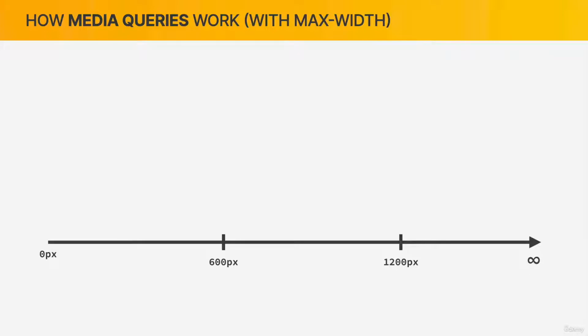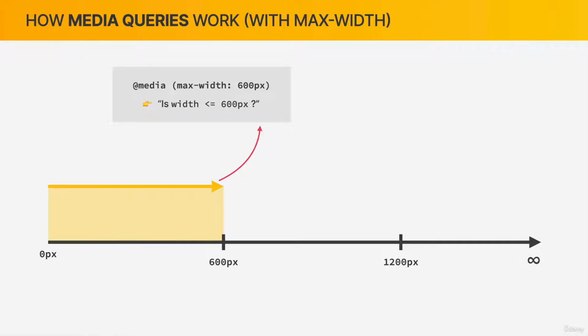So let's say that we wanted to apply a certain style for the range between 0 and 600 pixels. So then we could write a media query like this. So we would write @media and then max width 600 pixels. So basically, this media query checks if the current viewport width is smaller or equal than 600 pixels. And if it is, then all the CSS code that is in this media query will apply. And if not, well, then that code that is in the media query will not apply.